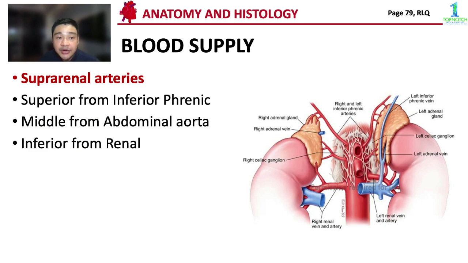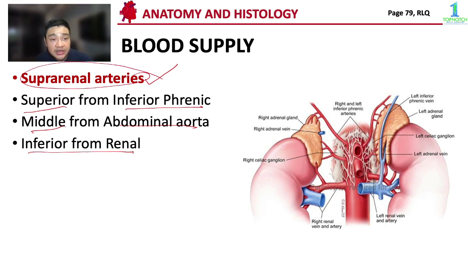As for the supply of your adrenal glands, it is being supplied by suprarenal arteries or your adrenal arteries that are branches from the superior and inferior phrenic, middle from the abdominal aorta, and inferiorly from the renal artery. So, ang takeaway natin dito, the adrenal glands is very well perfused. Okay? Meron siyang sarili niyang arteries in the form of your suprarenal arteries, but even if matransect mo yan during surgery, it will still be perfused by its other blood supply or source.